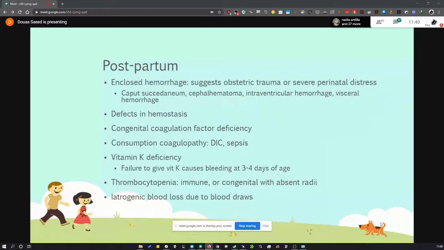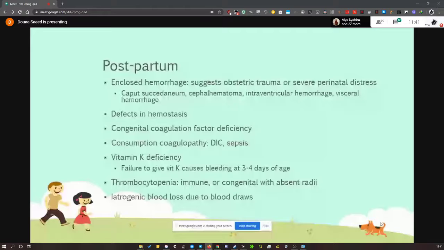failure to give vitamin K leads to bleeding at 3 to 4 days of age. There can be thrombocytopenia, such as immune or congenital, and blood loss due to blood draws. Remember that neonates, the babies, have smaller blood volumes. So if we draw a lot of blood from them, then we can actually induce anemia.